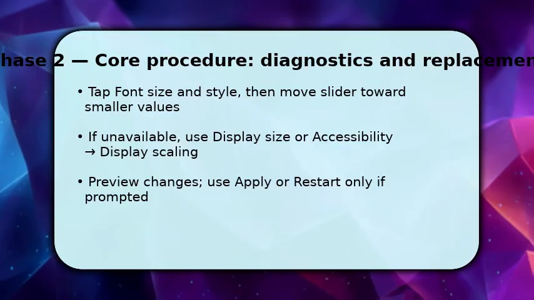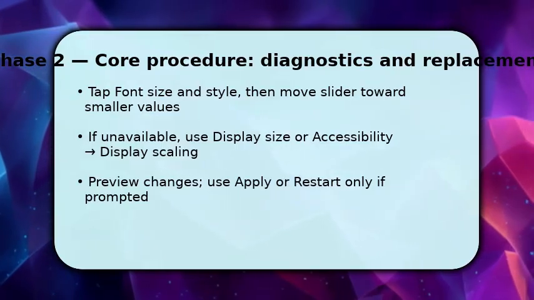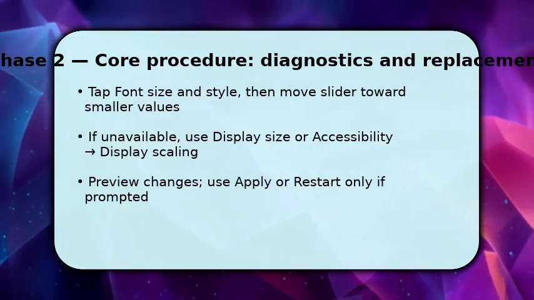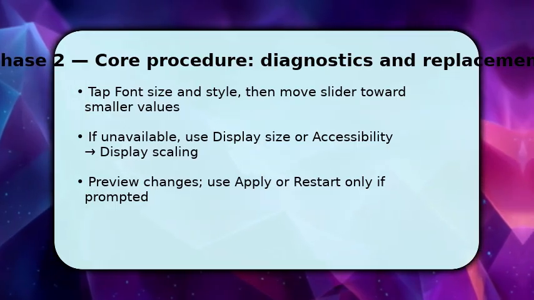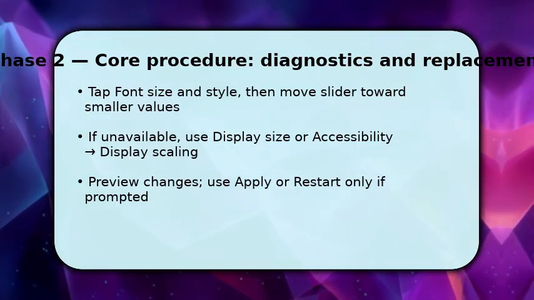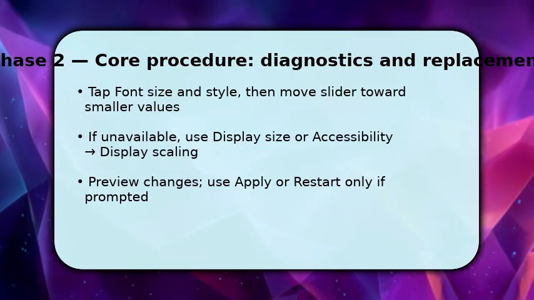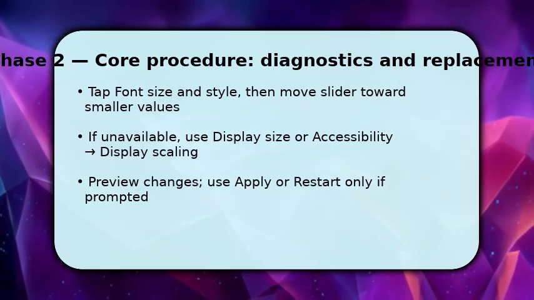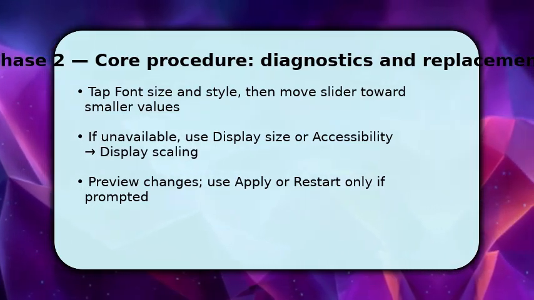Now you'll change the sliders. Tap font size and style and drag the slider down. You'll see preview text shrink in real time. If your device hides font controls, go to Display Size or Accessibility and adjust display scaling instead. That reduces UI elements and text together.